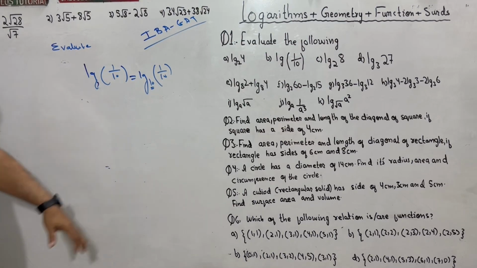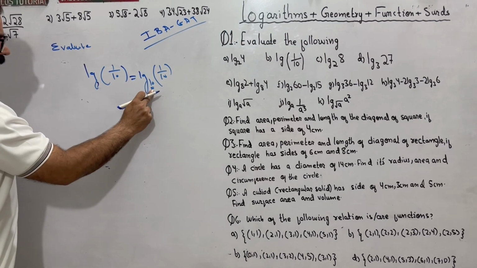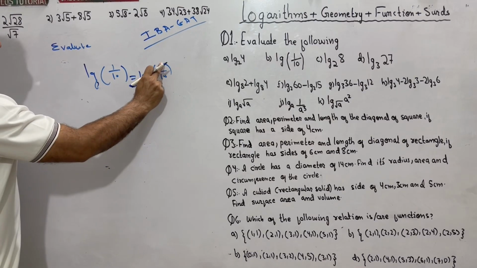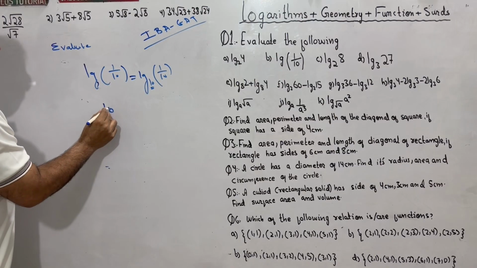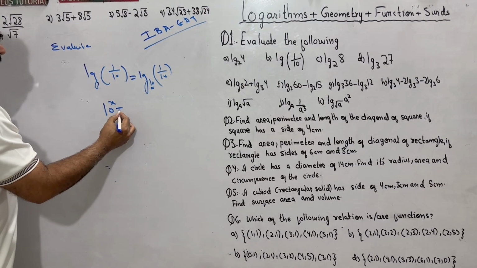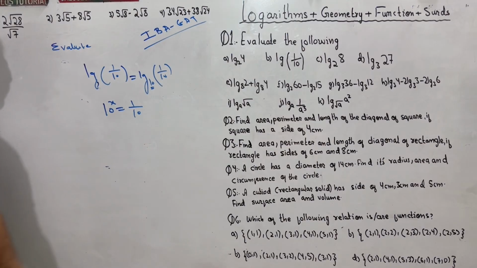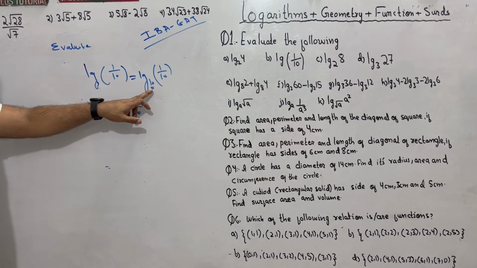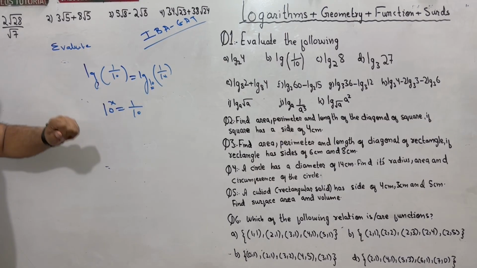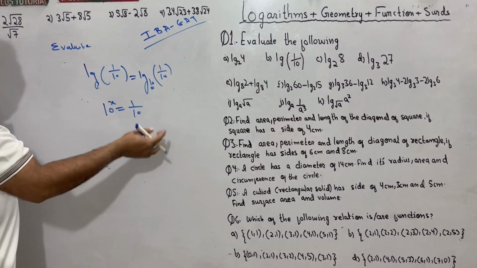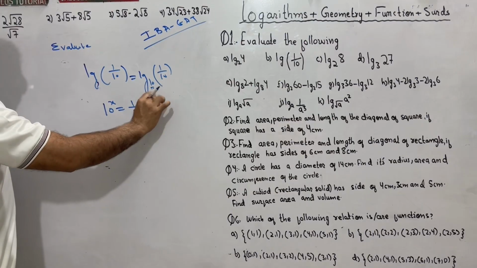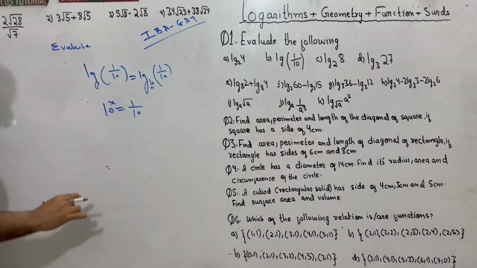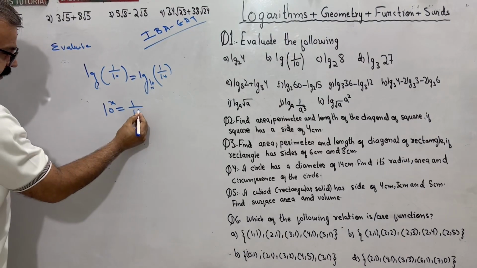10 raised to what power to get 1 over 10? Suppose 10 raised to x power to get 1 over 10. For your clarity, I have mentioned the base 10. What should be the exponent of 10 to get 1 over 10? It's really very easy.